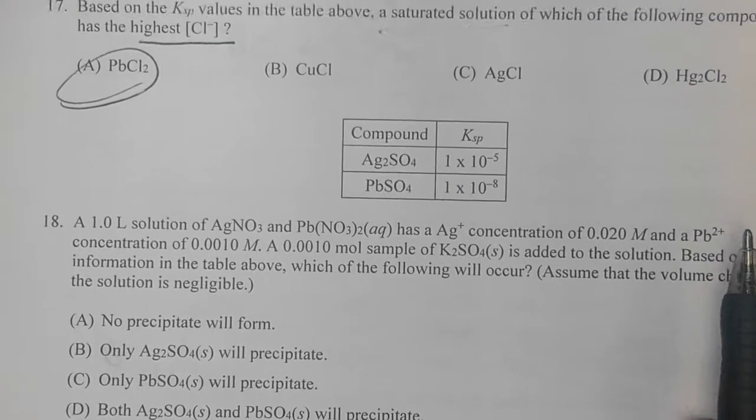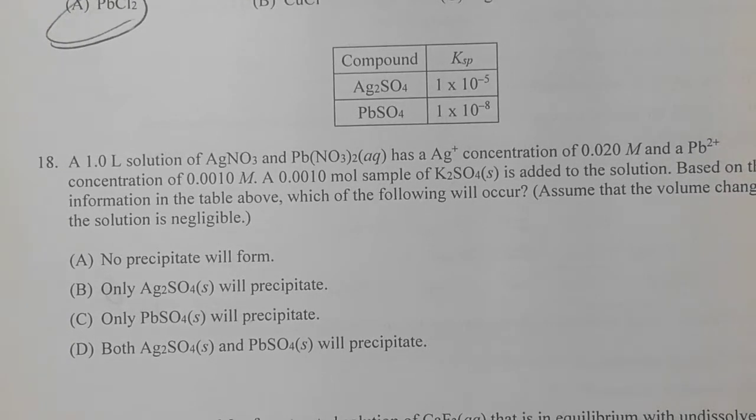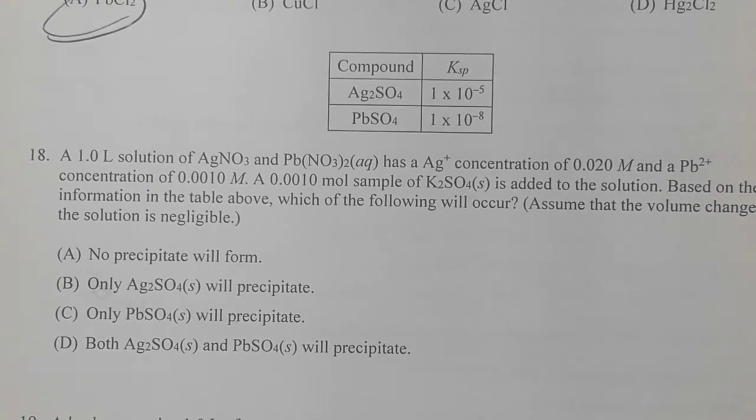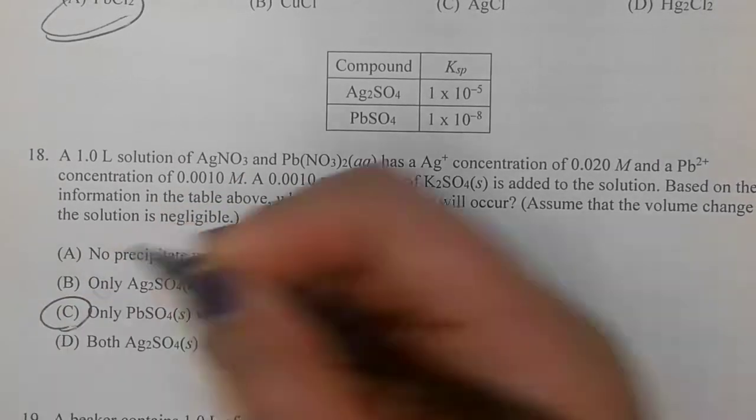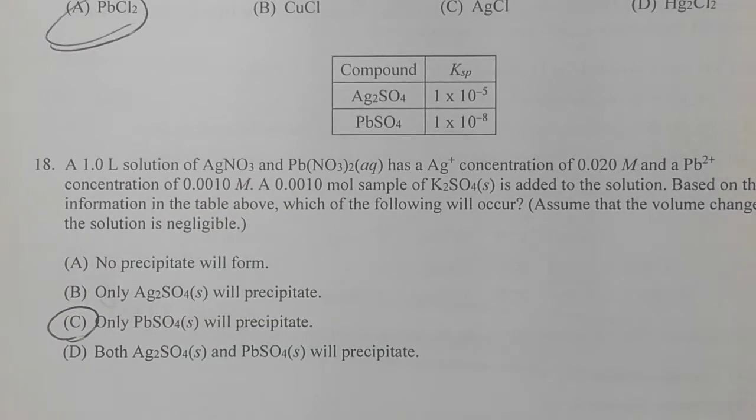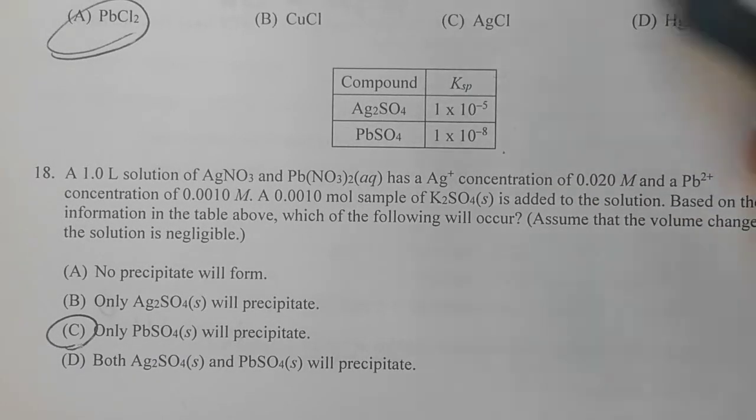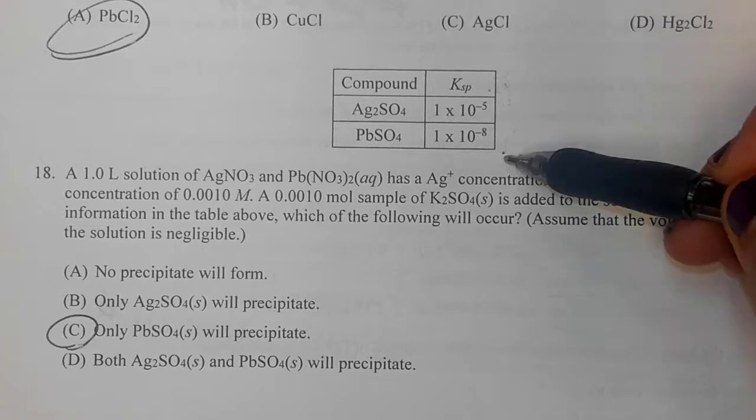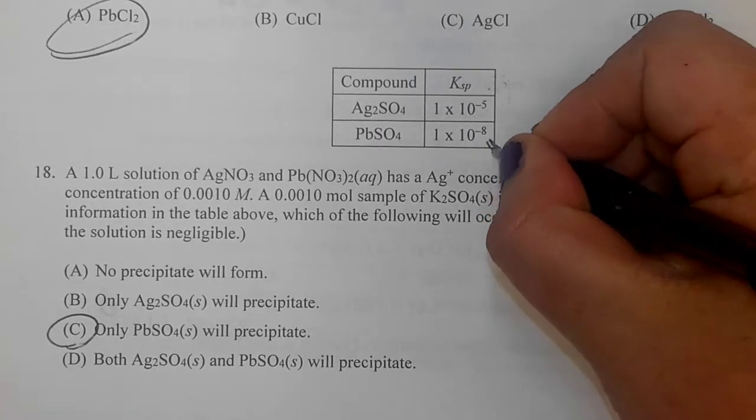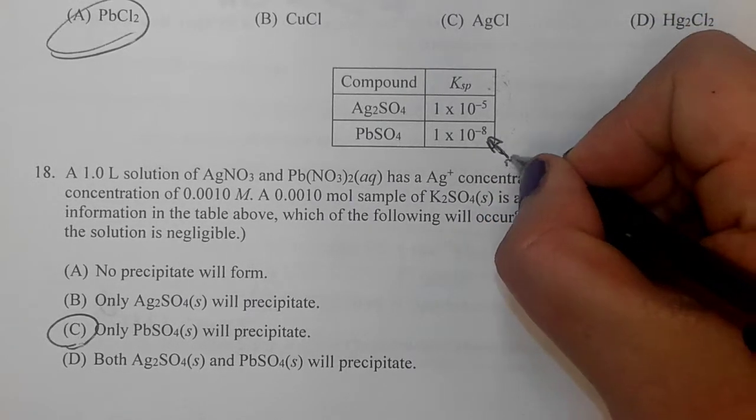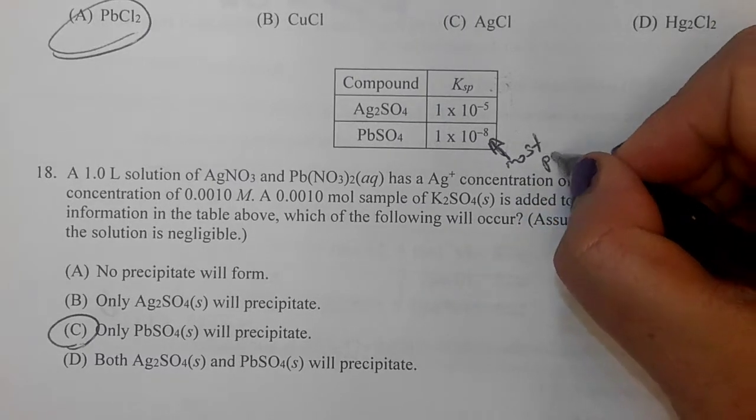All right. Let's take a look at number 18. What did we get? AC. Yes. Because I told you to? No. Take a look at your KSP again. What did you notice? This is smaller, yes? That means this is most likely to precipitate first.